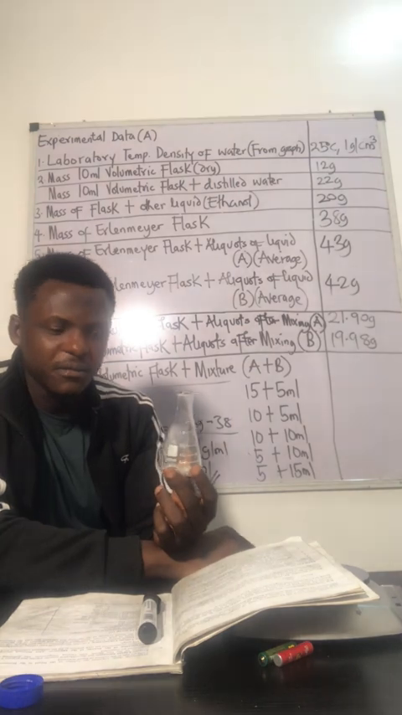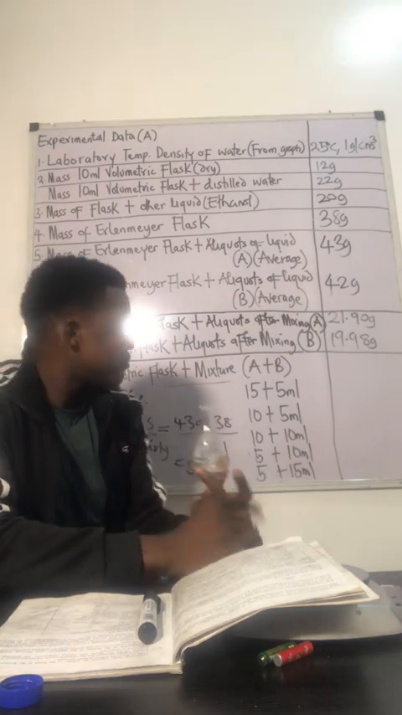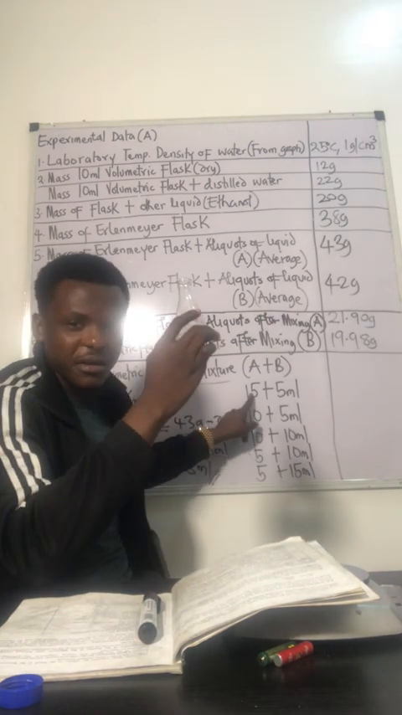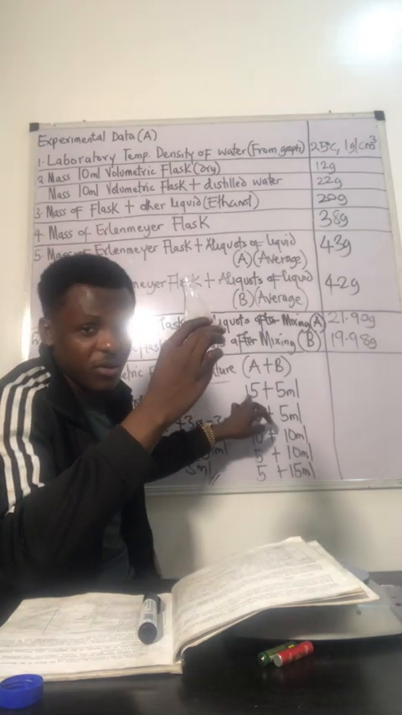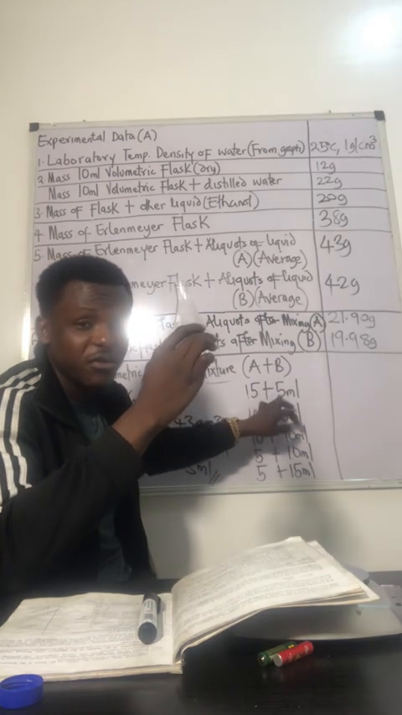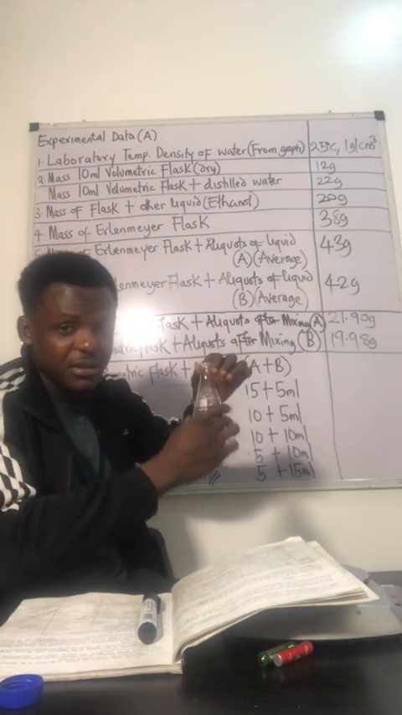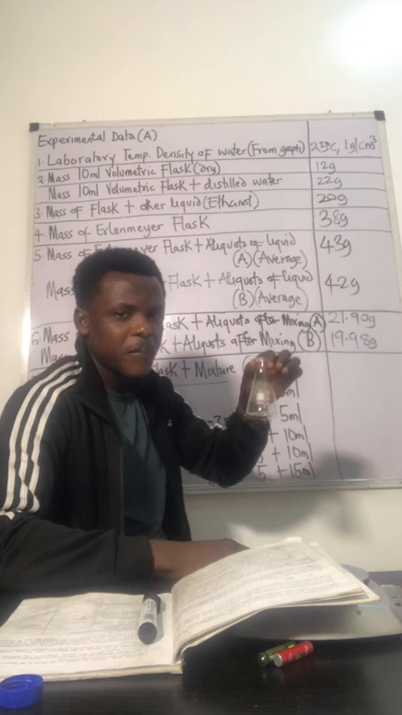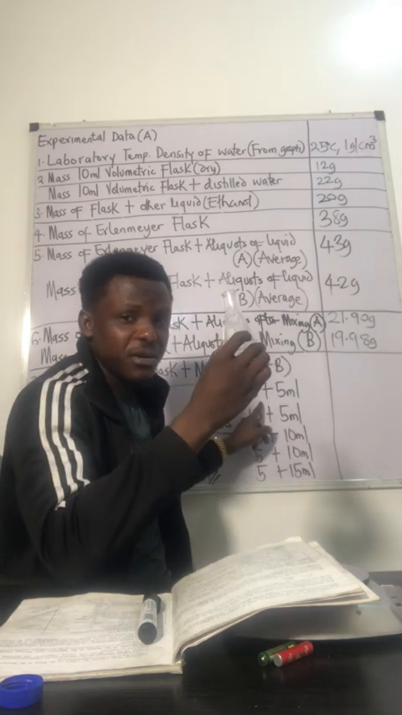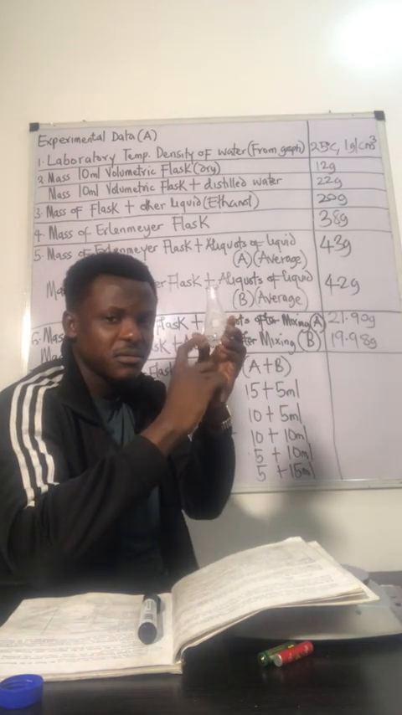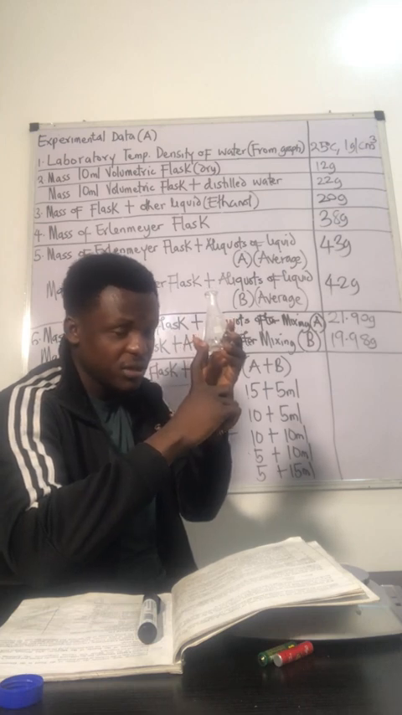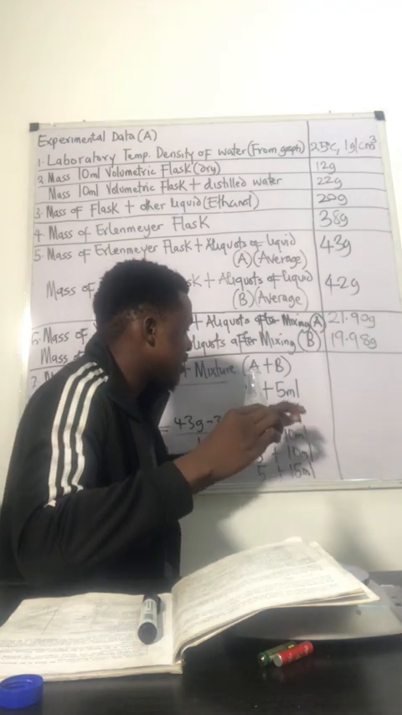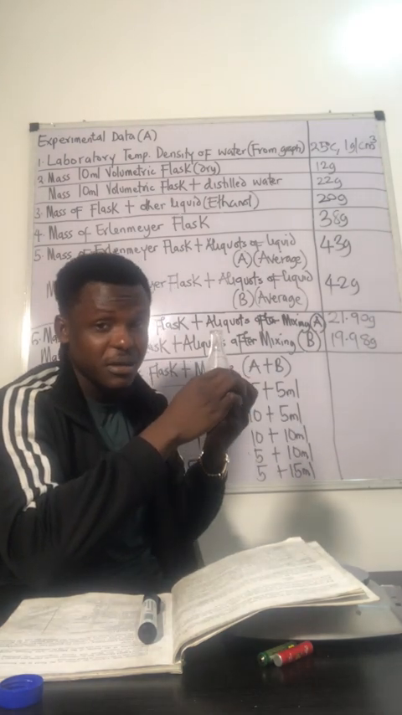This is what I have, a Lemia flask. You take 15 ml of A. A is water. Okay, take 5 ml of B. I repeat: take 15 ml of what? A. A is water. Take 5 ml of what? B, which is ethanol.